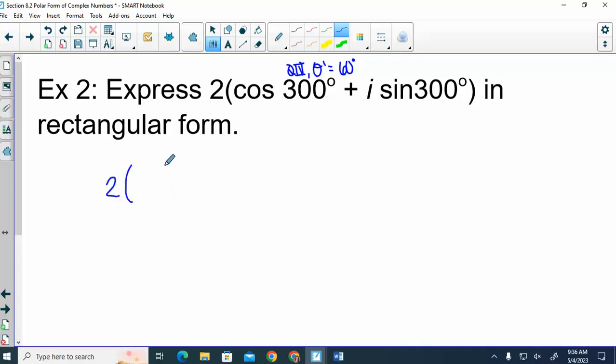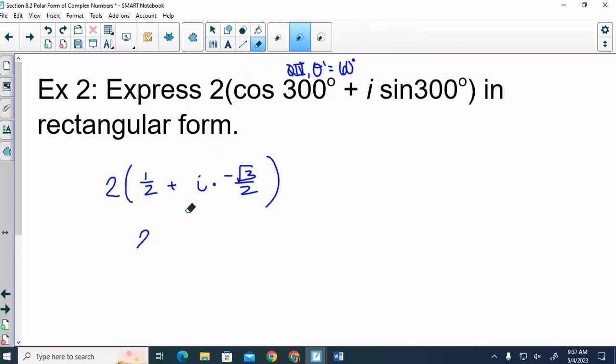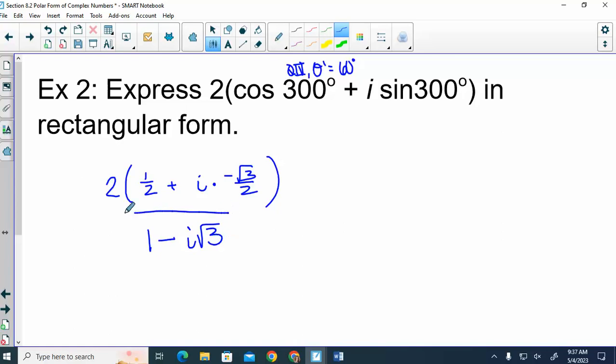So the cosine of 300. In quadrant 4, cosine is positive. What's the cosine of 60? Plus i times the sine. In quadrant 4, sine is negative. What's the sine of 60? Square root of 3 over 2. So if we distribute, 2 times a half, we get 1. The 2's would drop, so minus i radical 3. Or you could write it as radical 3 i if you want.